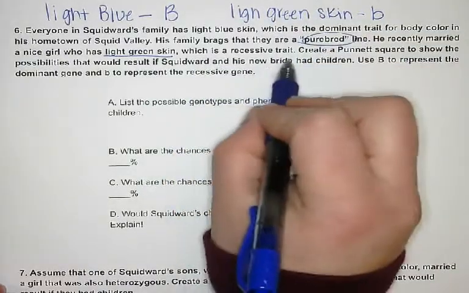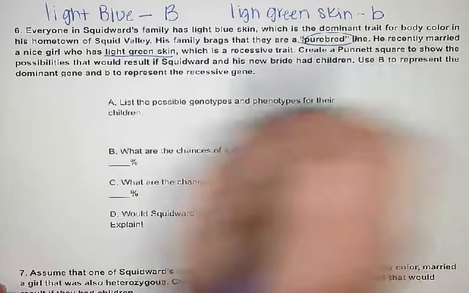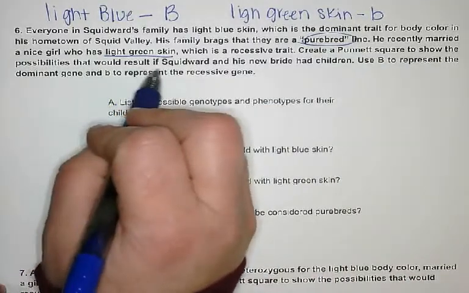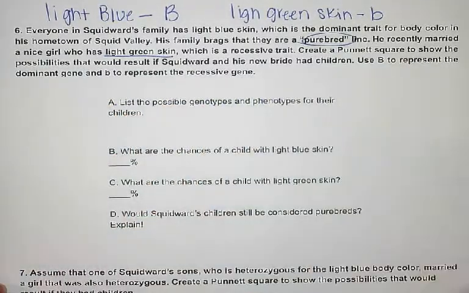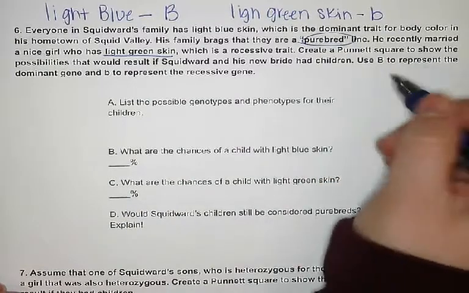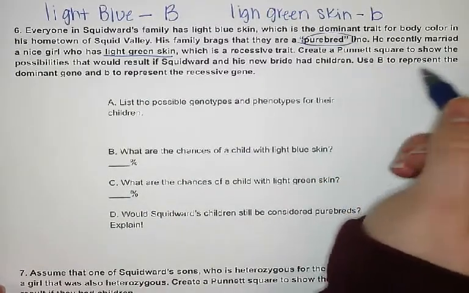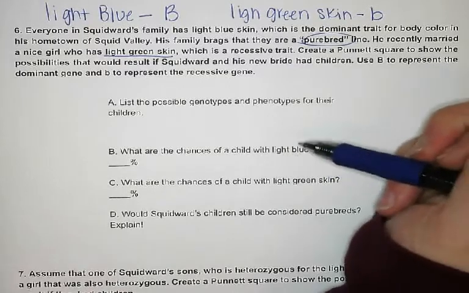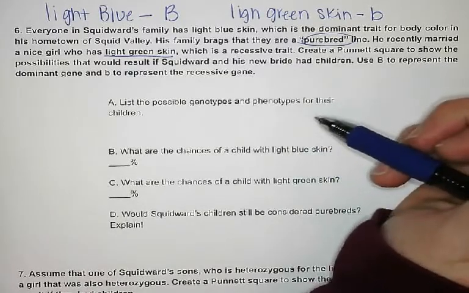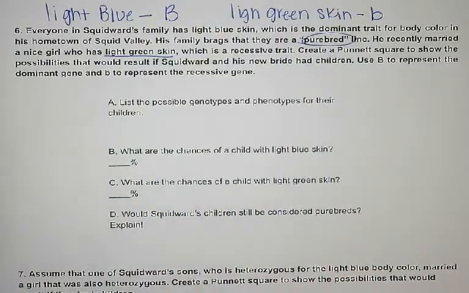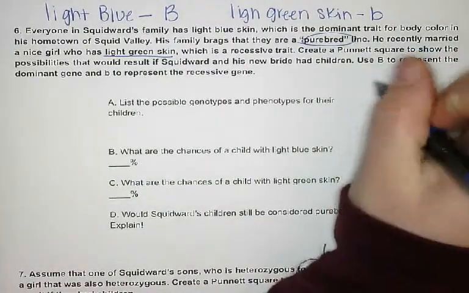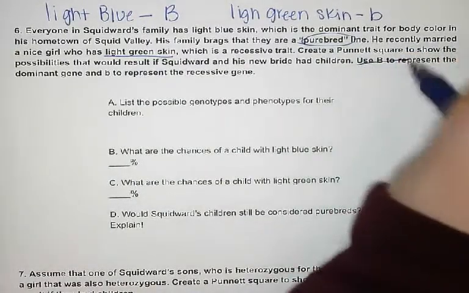Which is a recessive trait? Create a Punnett square to show the possibilities that would result if Squidward and his new bride had children. How ironic. Use B to represent the dominant trait and little b to represent the recessive trait. I honestly did not know that until I read it. So, good pick of numbers, Miss Gage. Okay.